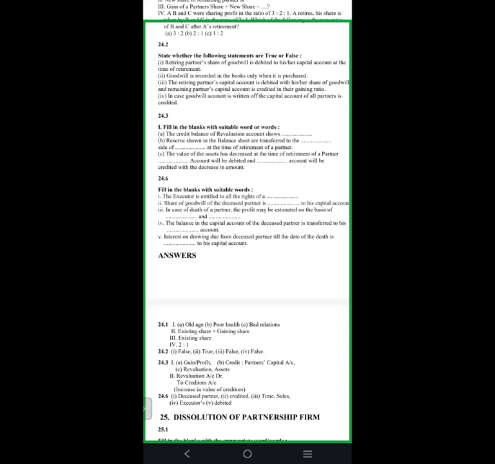Interest on drawing due from deceased partner till the date of the death is debited to his capital account.